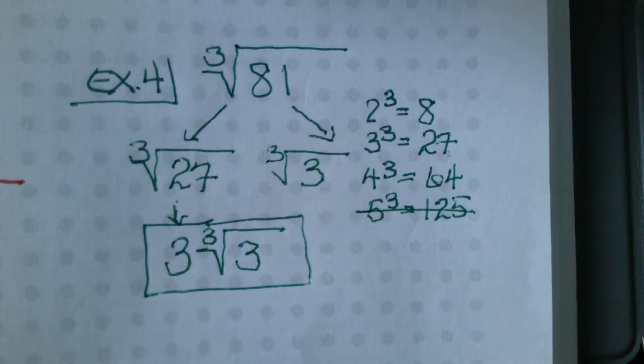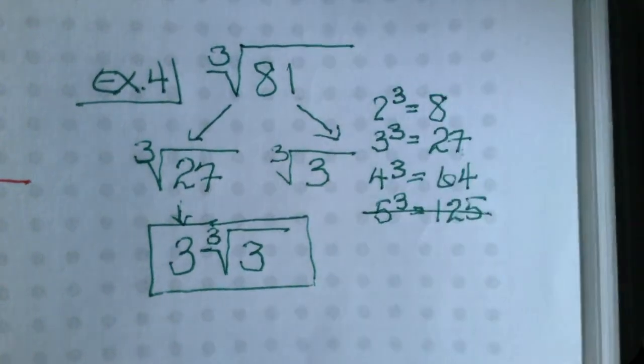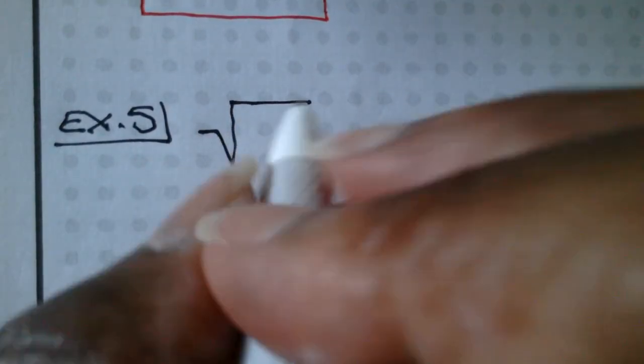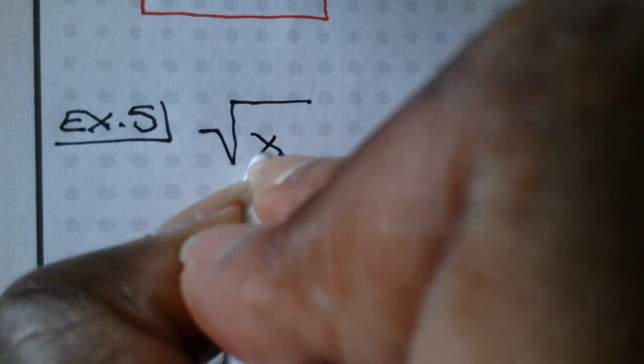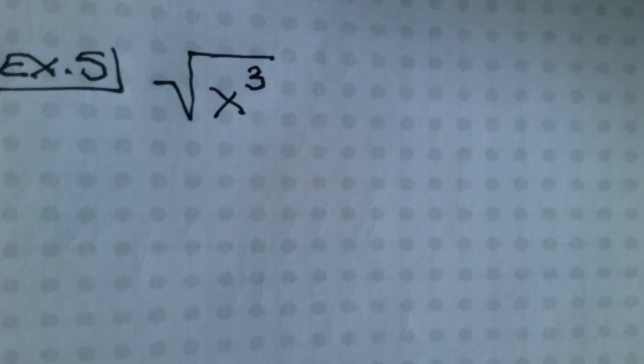So this is just dealing with it as numbers, but there's another step. What happens if we have variables? You're like, oh no. Let me bring it back to square roots. Say we had the square root of x cubed, and they're telling you to break it on down.